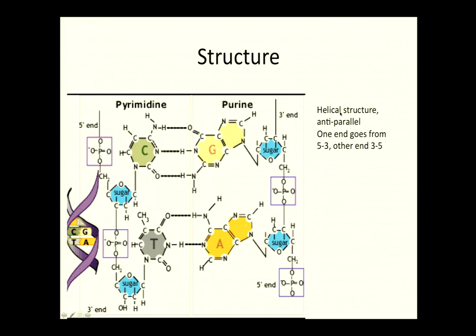It's a helical structure, and there are hydrogen bonds between the nitrogen bases. This portion is called the phosphate backbone. All right, this is just general. Any questions about this? Are you good?